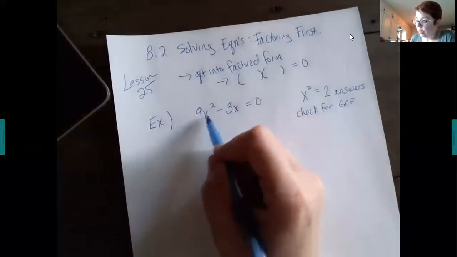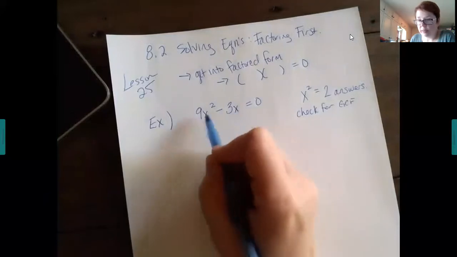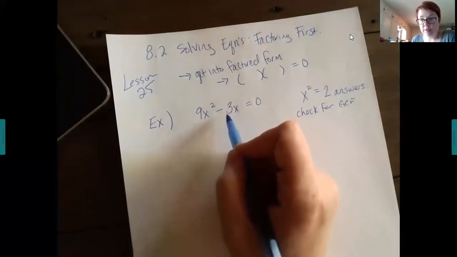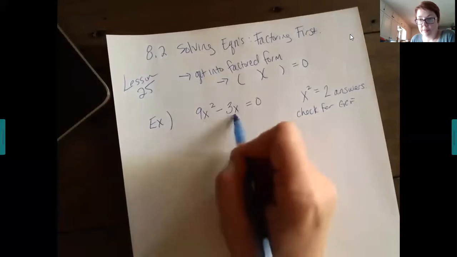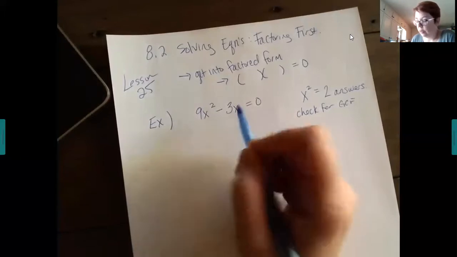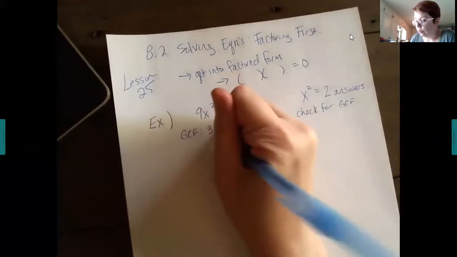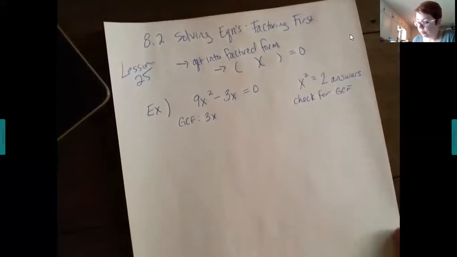So between 9x squared and 3x, is there a number in front that I can divide both numbers by? Yeah, we can divide both of these numbers by 3. And do they share anything else in common? Yep, they both have an x, at least one x. So the GCF, or the greatest common factor, will be 3x. Okay? So I'm going to factor that out first.